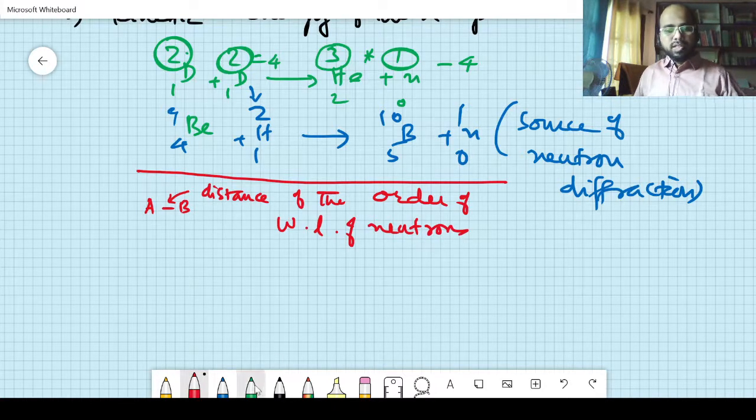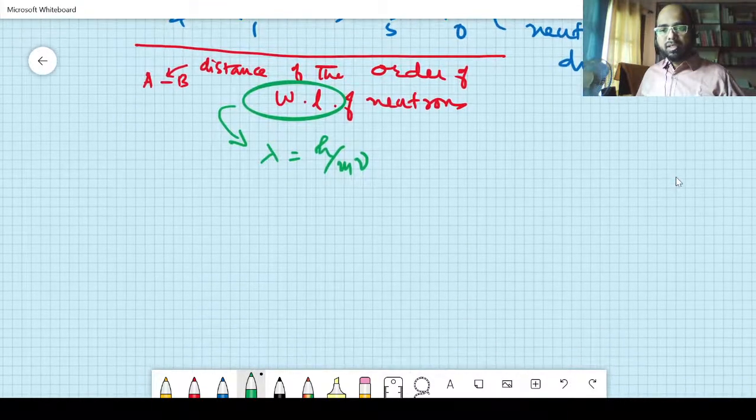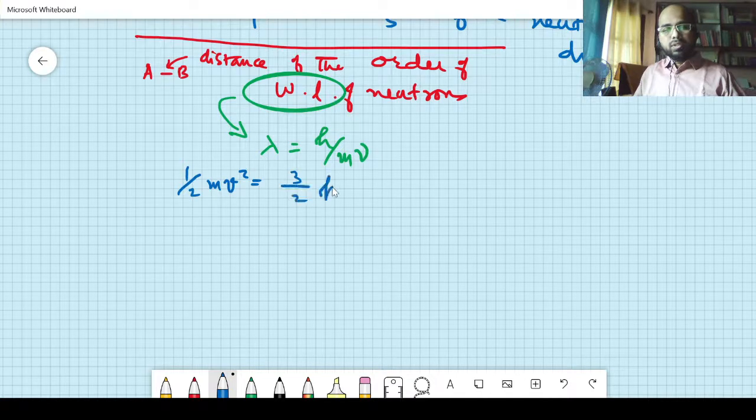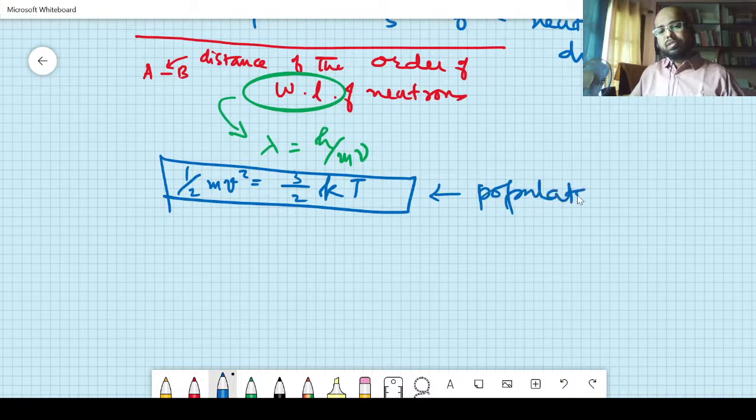Let us see how. This is taken from the fact that lambda equals h by mv. Because we are taking the wavelength, we have to see this lambda equals h by mv. Now, the neutrons that are coming out with some kinetic energy have to be bombarded to the target nucleus. So this has half mv square equal to 3 by 2 kT. This is the equation that you need to remember for the population of the neutrons. Population of the neutrons is governed by Boltzmann distribution.